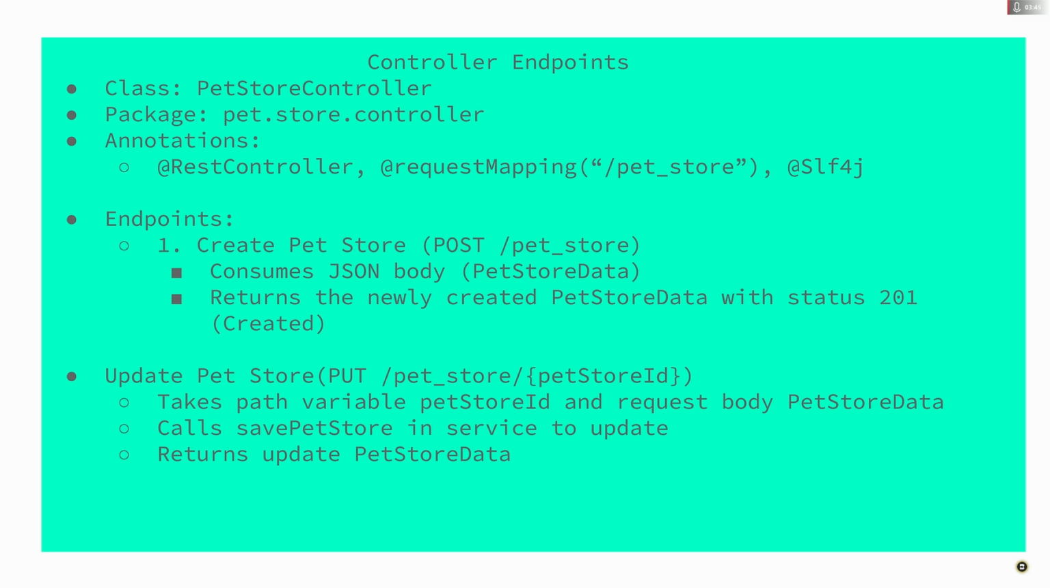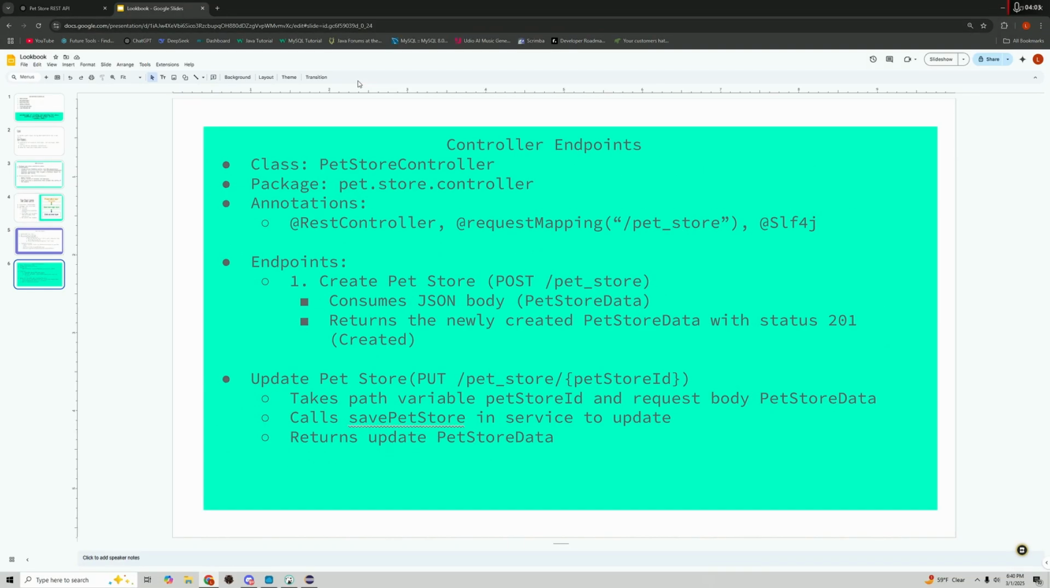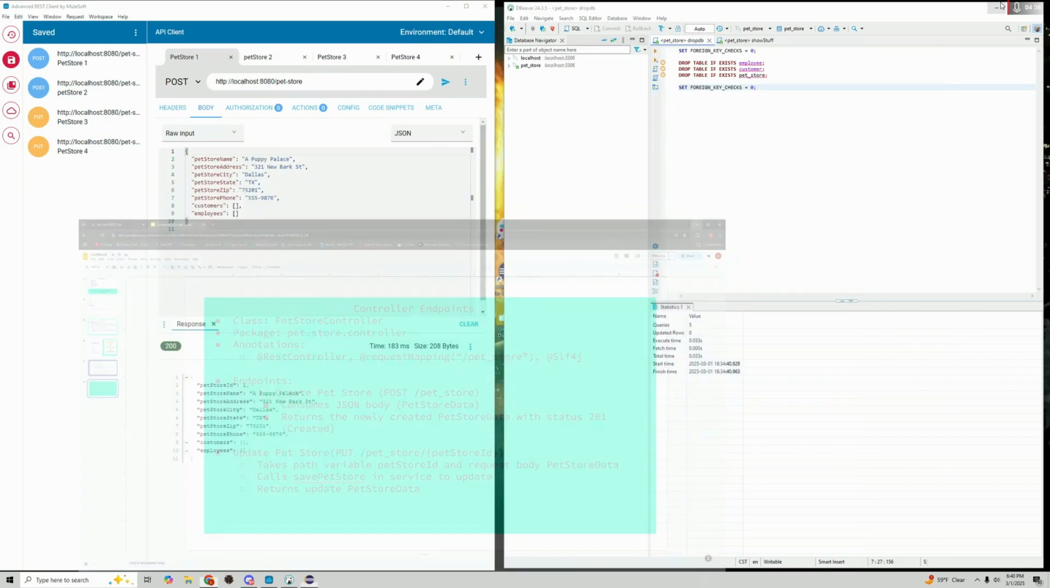And then we have our update PetStore. This is the PUT /PetStore/{petStoreId}. It takes path variable PetStore ID and request body PetStore data. It calls save PetStore in the service to update. Returns the updated PetStore data. Okay, so there's enough of the theory. Let's look at the application itself.